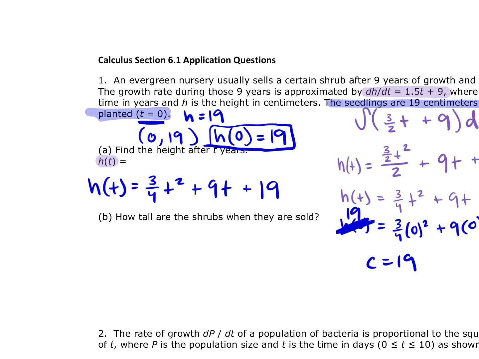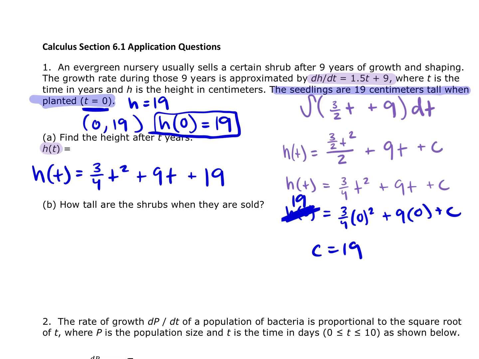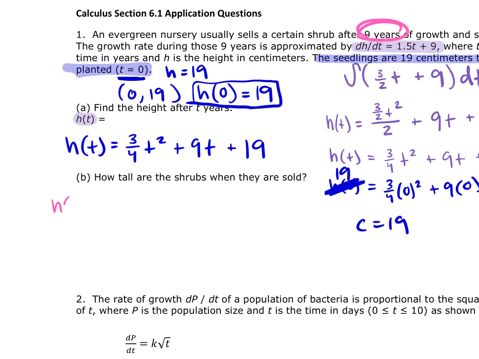Let's look at B. B says, how tall are the shrubs when they are sold? We're going back to the question, when are they sold? After 9 years. So what do you think I plug 9 into? T, because t is time. So we're looking for h of 9. So we just plug 9 into our t, into our height function here. So 3/4 times 9 squared plus 9 times 9 plus 19.